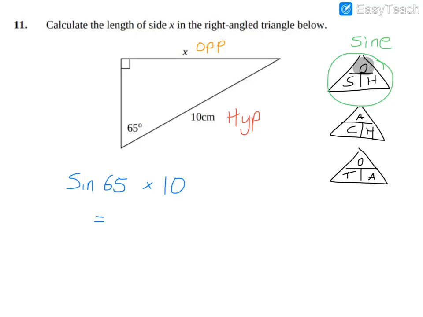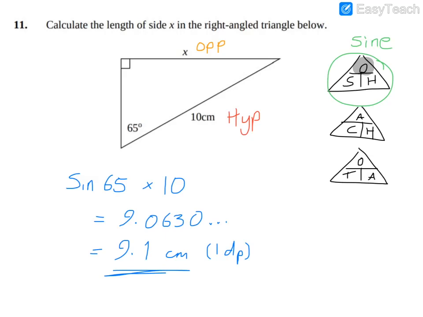And when I pop that in my calculator, I get 9.0630 and a bunch of other stuff. I'm going to round it sensibly to, let's say, 1 decimal place, 9.1. We're measuring in centimetres this time, and I'm going to say that I've rounded to 1 decimal place. Good. So there's my answer, 9.1 centimetres rounded to 1 decimal place. We'll look at question 12.